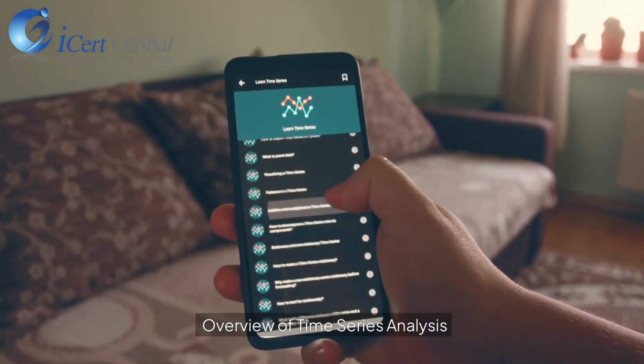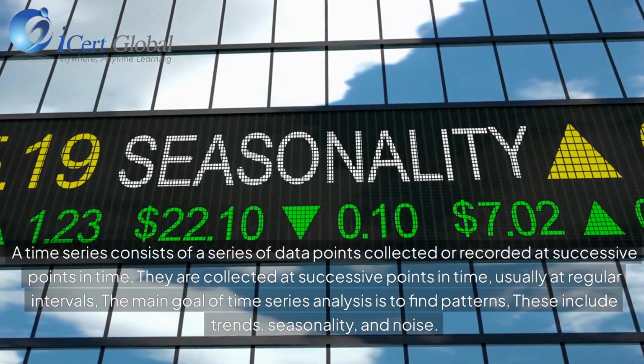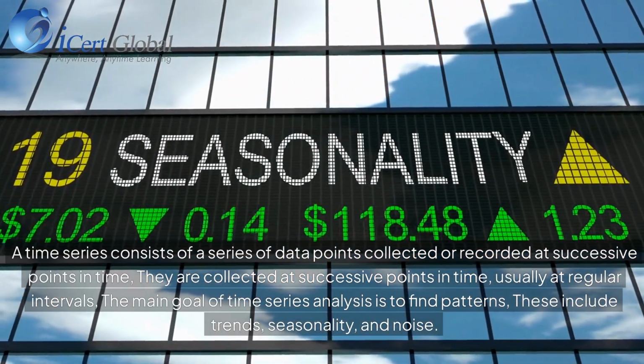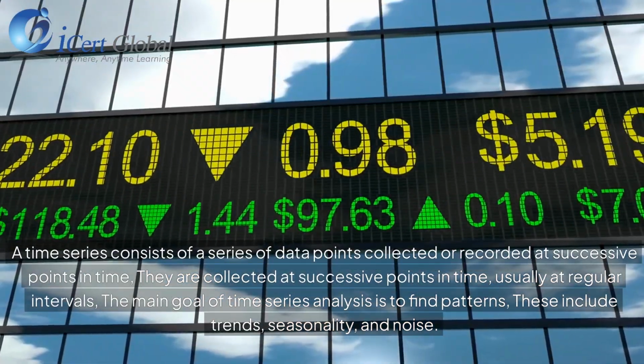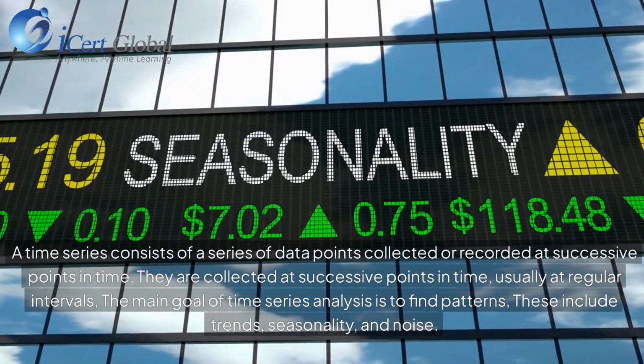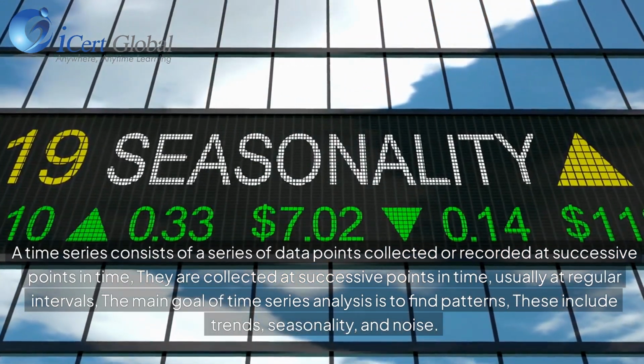Overview of time series analysis. A time series consists of a series of data points collected or recorded at successive points in time, usually at regular intervals. The main goal of time series analysis is to find patterns. These include trends, seasonality, and noise.